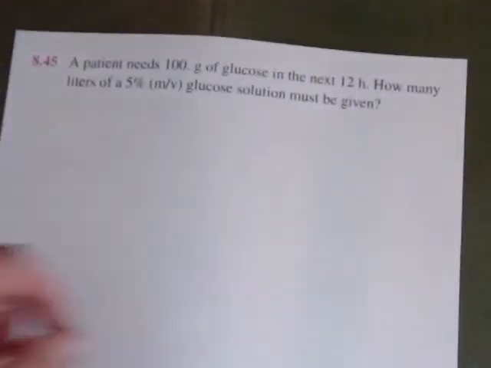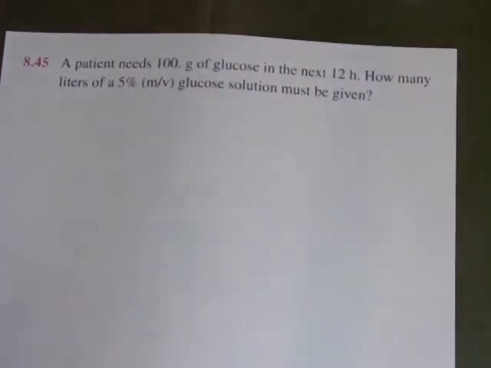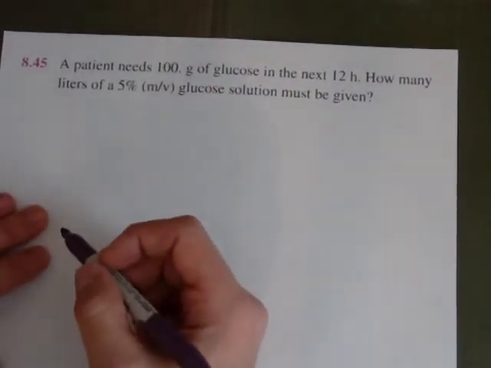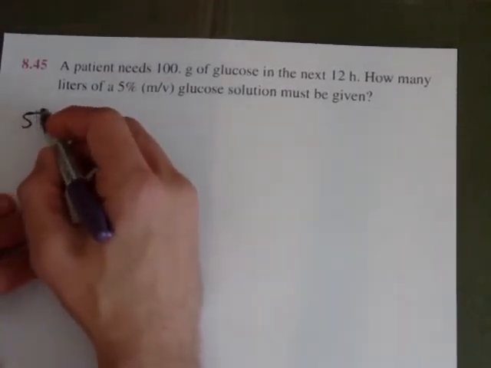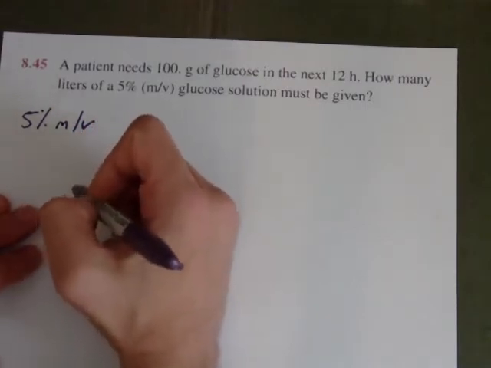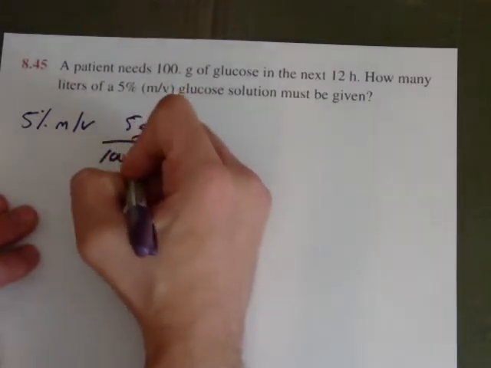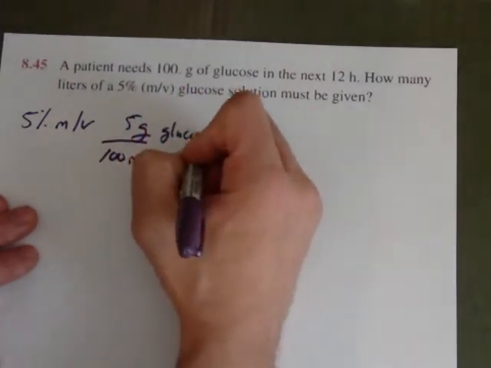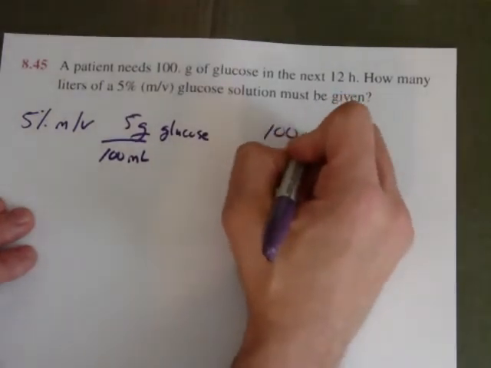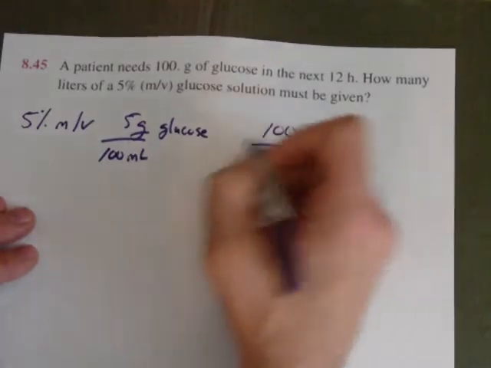All right, in 8.45, we're now trying to use the mass volume percent to solve for the volume. In this case, it says we have a 5% mass by volume of glucose. And so that would mean that we could either do 5 grams per 100 milliliters of glucose, or we could do in 100 milliliters, we have 5 grams of glucose. Either way, it would be the same.